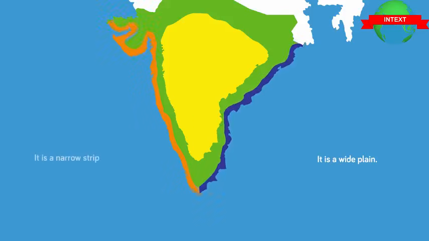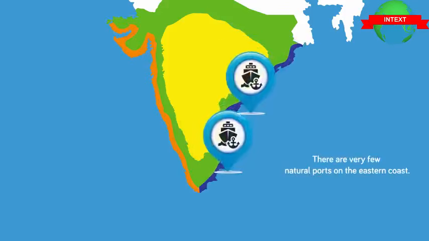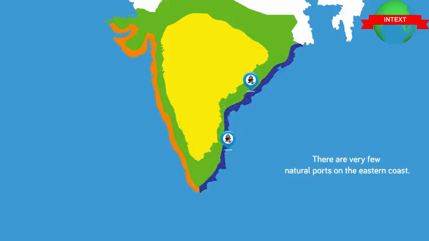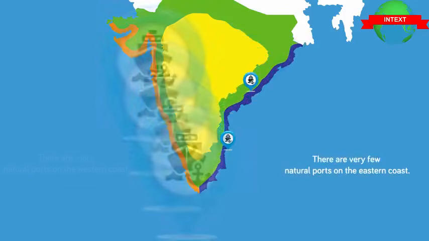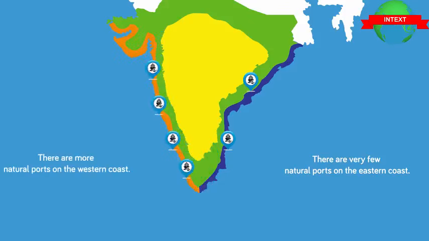It is a wide plain. It is a narrow strip. There are very few natural ports on the eastern coast. There are more natural ports on the western coast.